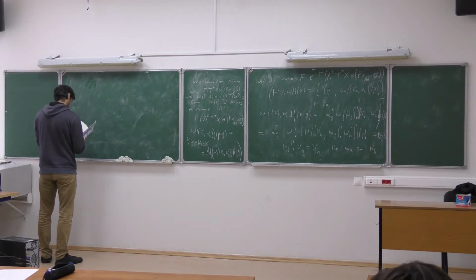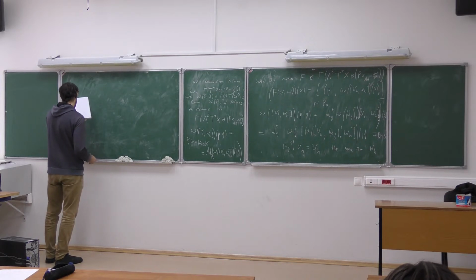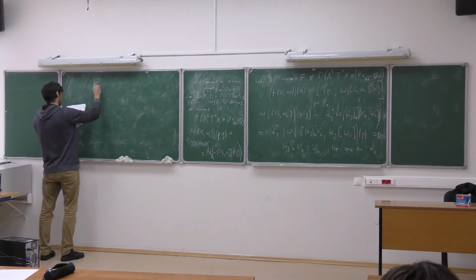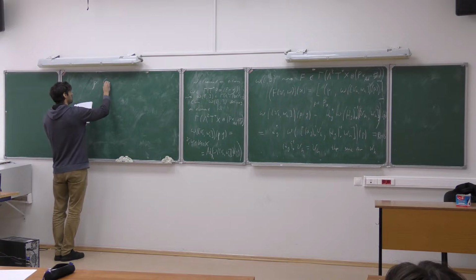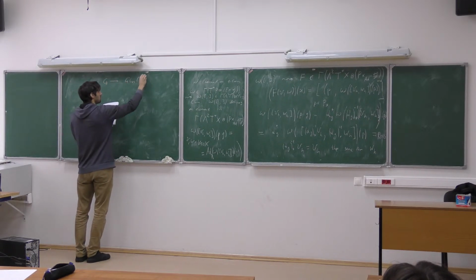So now what do I do with it? I take, all right, so I have my rho that I just erased. So this is a homomorphism from G to GLnC.